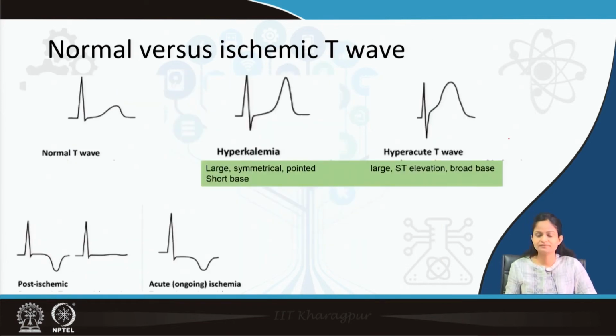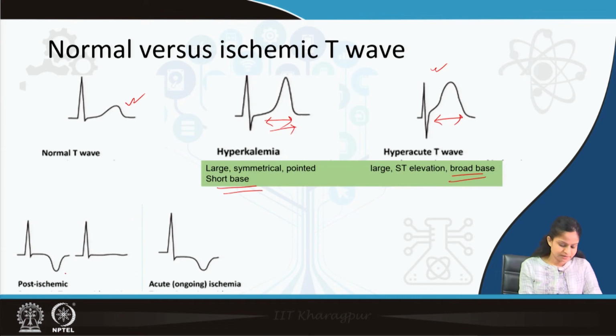Now, we will come to the normal versus ischemic T wave pattern. This is the normal T wave pattern. In case of hyperkalemia, generally we get tall T waves. Tall T waves are usually also present in case of ischemia, hyperacute tall T waves we get. The difference is there has to be some ST-T changes in case of ischemia, and we get to see a short base in case of hyperkalemia. This is the short base, and in case of ischemia we get to see a broad base in the T wave.